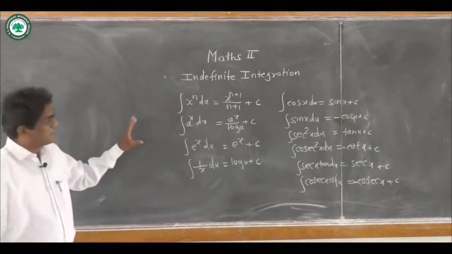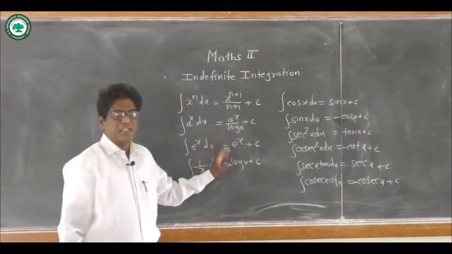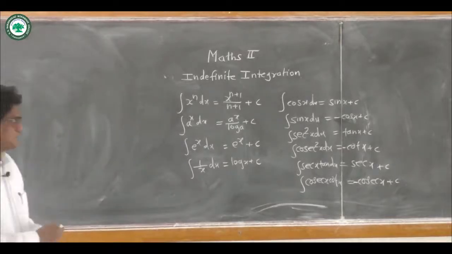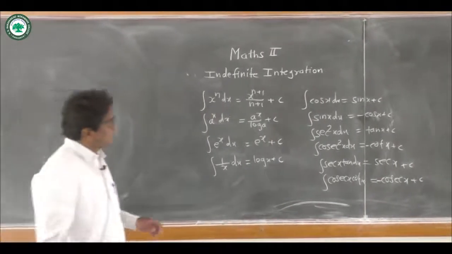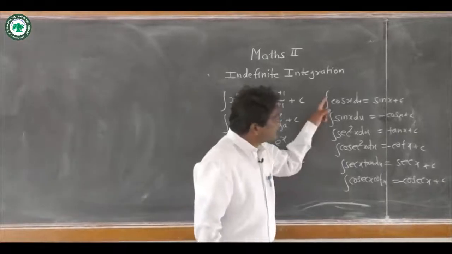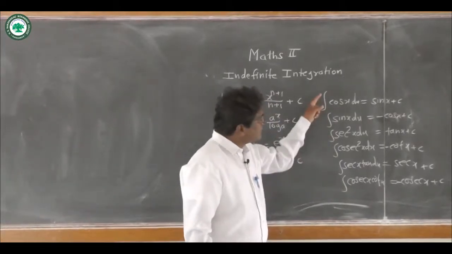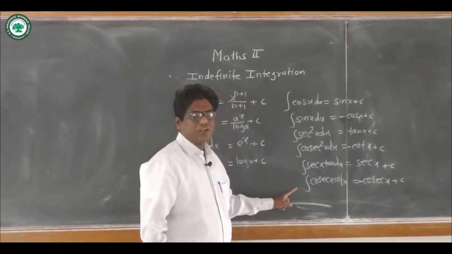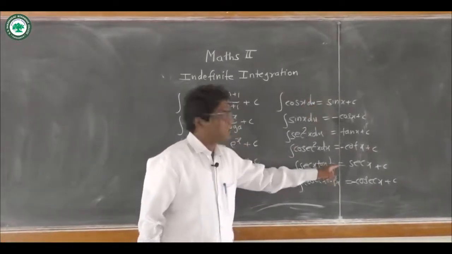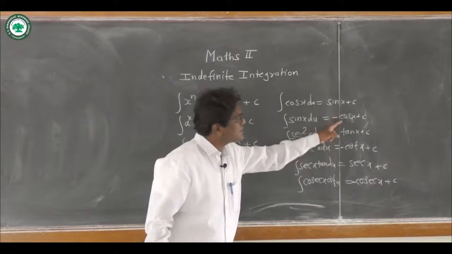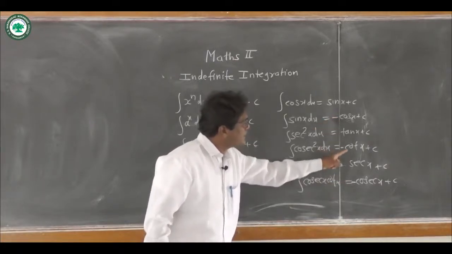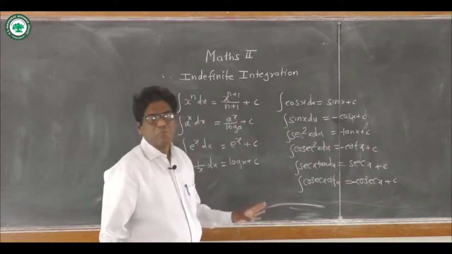So we have seen these 10 formulas, and now we start exercise 3.1. Now here there is one trick. When we take the integration of trigonometric functions, observe the answers. If the answer starts with the letter C, then take it as a minus.